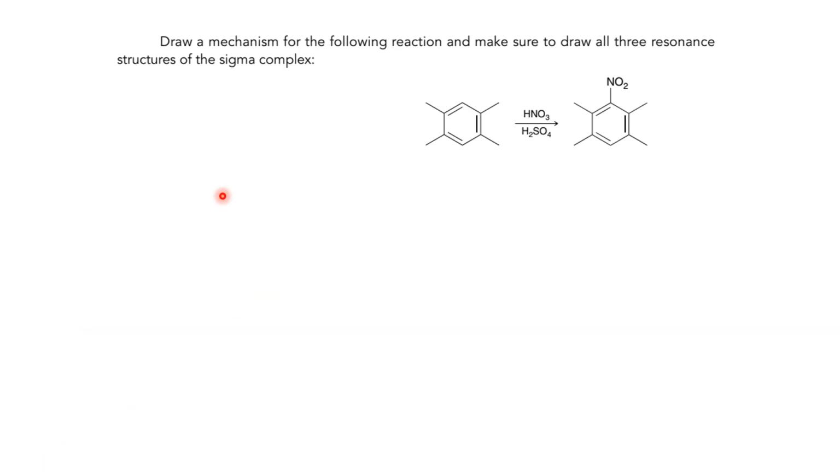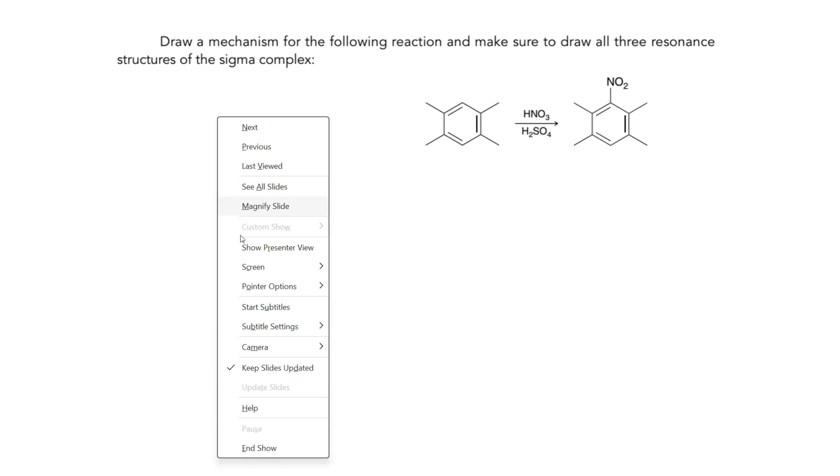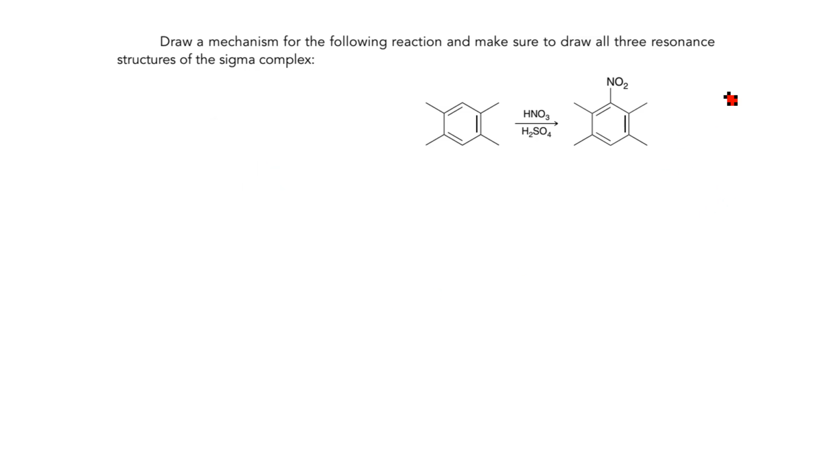Okay, so this slide is asking to draw a mechanism for the following reaction. This is just a practice problem. And it says make sure to draw all 3 resonance structures of the sigma complex. I mean, we could do that. Honestly, you guys saw that we don't need to do that. I'm not going to do that. But what I do want to show here is at least the important part of the mechanism.